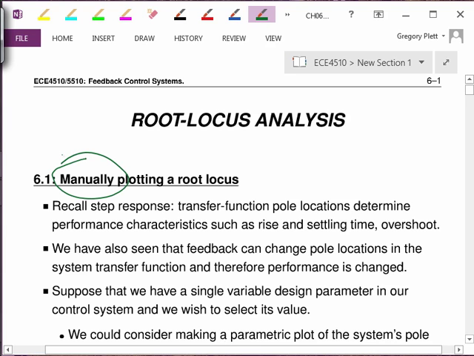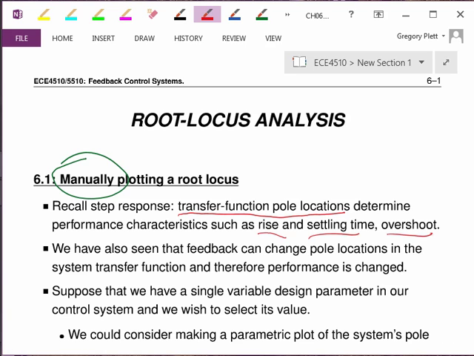The reason for it is, if you go back a couple of chapters, we looked at dynamic response of systems and then at the desired dynamic response of systems. And we saw that the transfer function pole locations determine the performance characteristics that you're going to see. They determine the rise time, the settling time, and the overshoot of the system, for example. So if we have some desired rise time, settling time, and overshoot, that means something about where the poles of the closed loop system have to be.